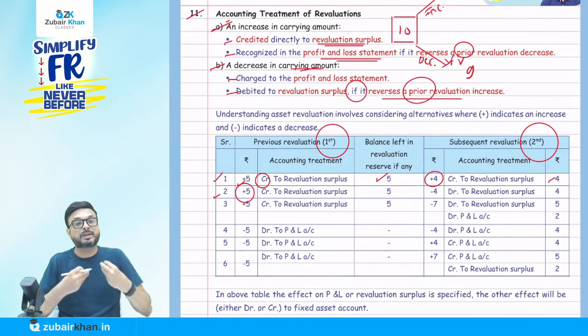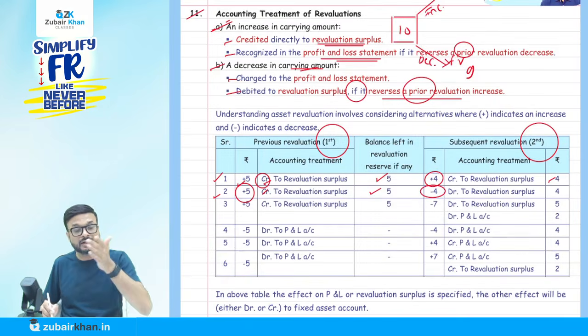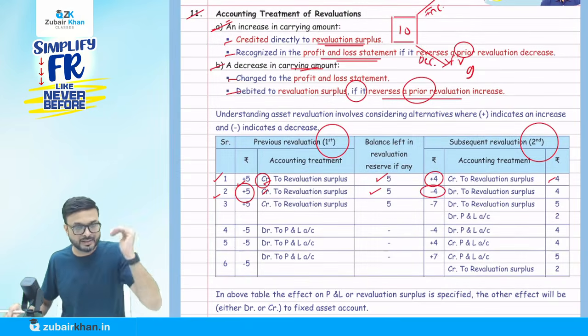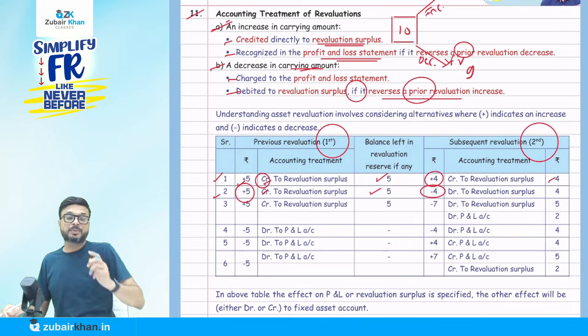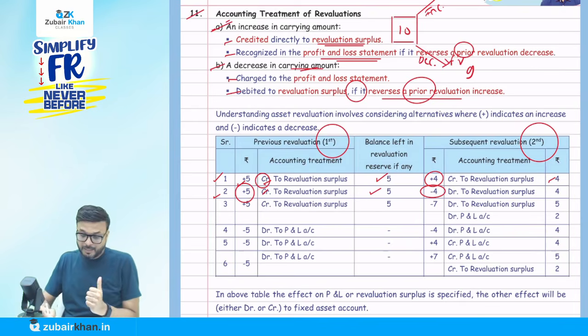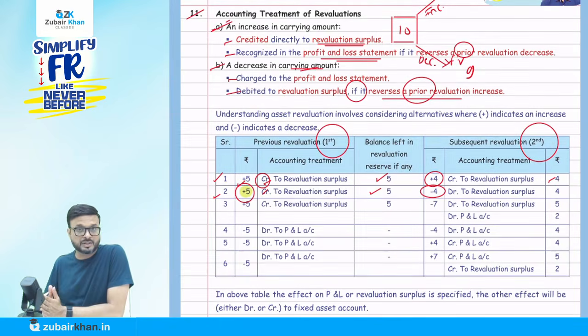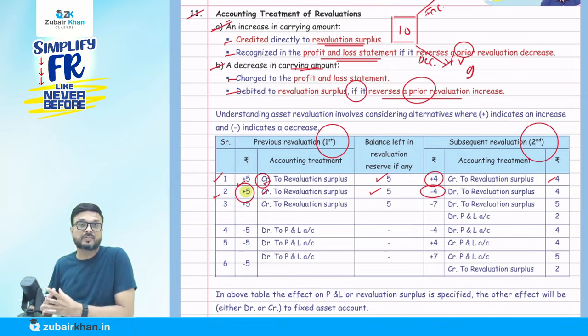Now the second example. In the first year it increases by 5. No problem, the PP account will be debited and revaluation surplus will be credited. How much balance do you have in revaluation surplus? 5. Now it decreased, you can see the negative 4. A decrease in assets should be credited, so the PP account will be credited. But which account do we have to debit? Previously we credited revaluation surplus, so we have a balance of 5 in revaluation surplus.